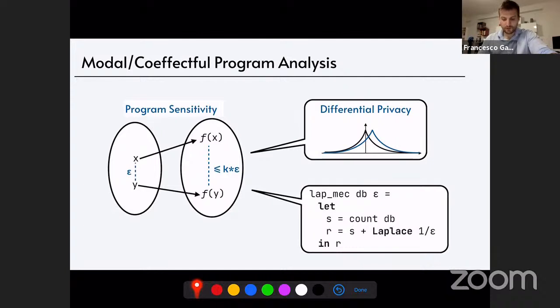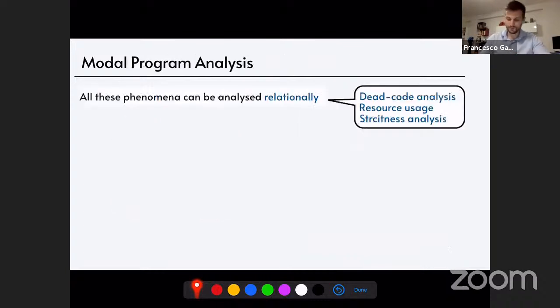So in particular, we may say that what we want to see is whether a program is, let's say, k-sensitive, which means that whenever we give it inputs which are epsilon apart, we want the outputs to be at most k times epsilon apart. And again, this is an example of non-purely extensional analysis of programs. Here, we are not just concerned with the relation between input and output, but we also want to understand what happens inside the program. So how much, for instance, it can amplify the input.